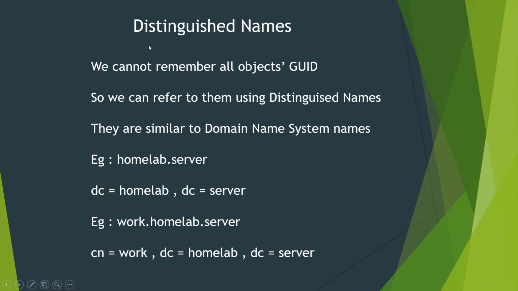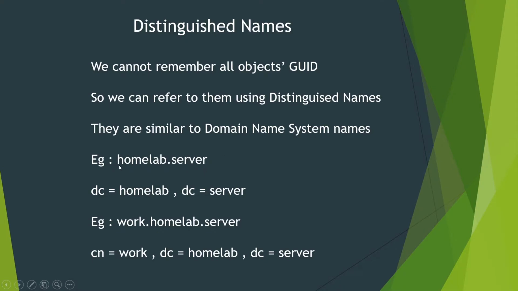Now let's talk about distinguished names. We cannot remember all objects' unique identifiers, right? Because there will be so many identifiers for all the objects. This is very similar to remembering the IP addresses of a website. That's why we type google.com, not its IP address, because we cannot remember IP addresses. That's why DNS came into place. In the same way, this can be compared to DNS. So we can refer to them using these distinguished names. They are similar to domain name system names.